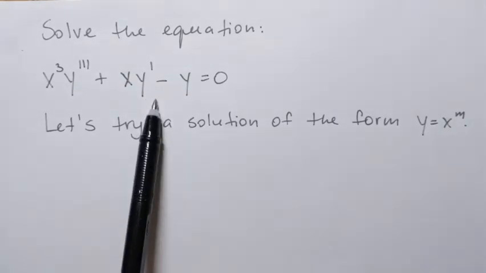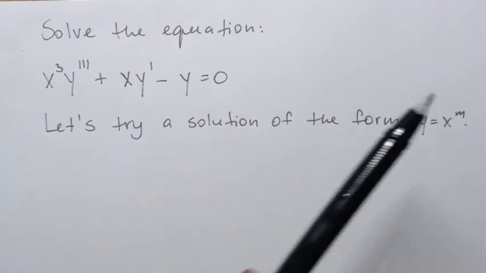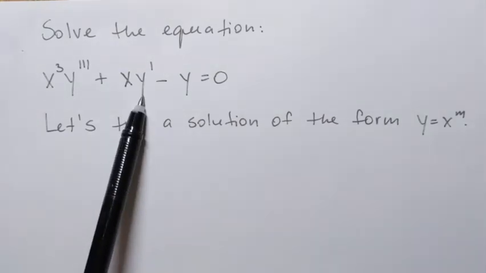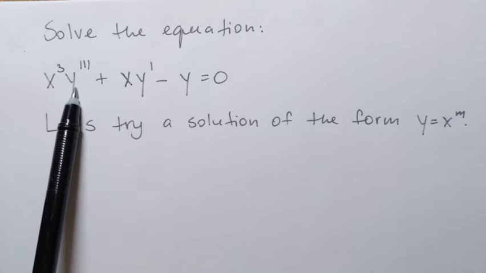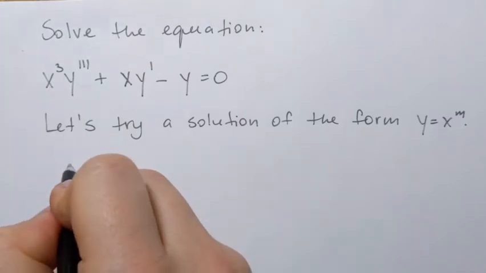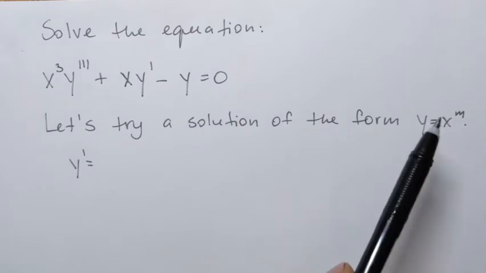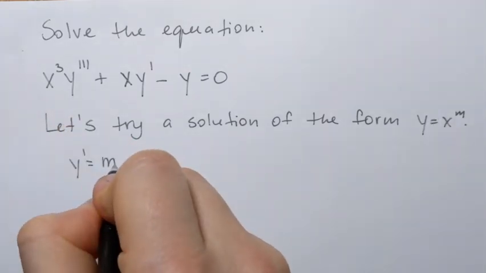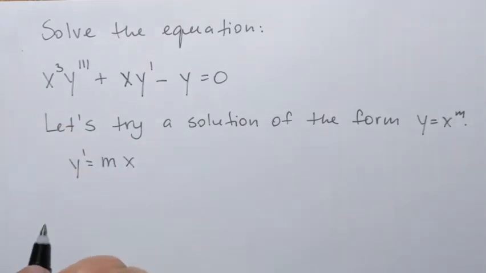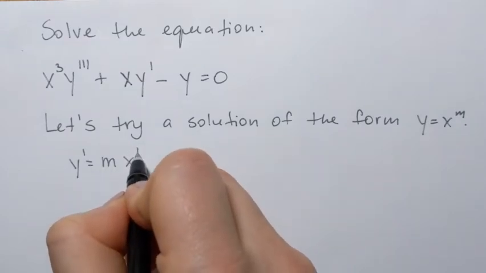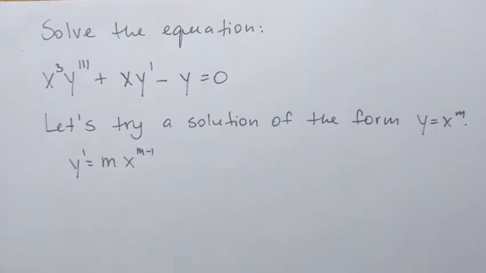Let's plug that into the equation. To do that, I need to find the first derivative and the third derivative. So let's write that. The first derivative will be the following. m goes to the front, I'm using the power rule, and then it's x to the power 1 less, so m minus 1. So that's the first derivative.